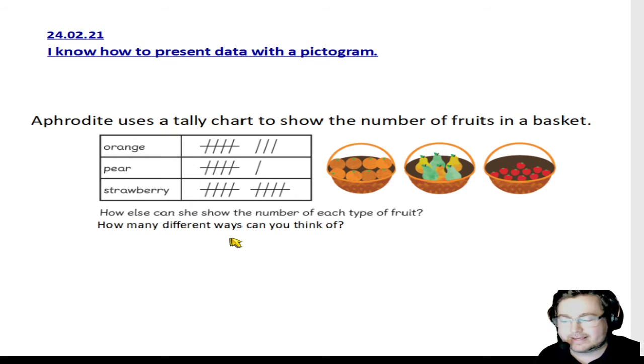How many different ways can you think of? So I'm going to pause now. How else can you show the number of each type of fruit? So pause now.